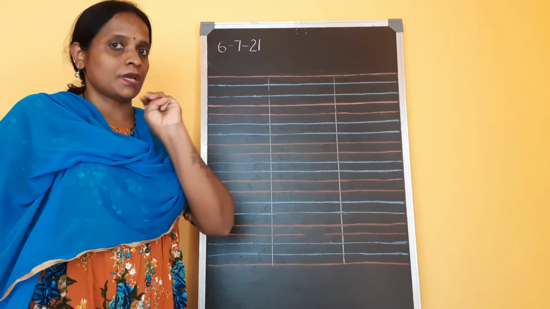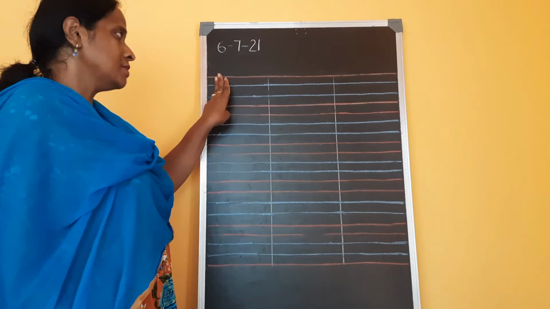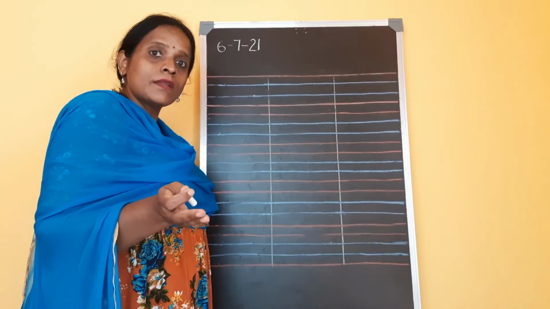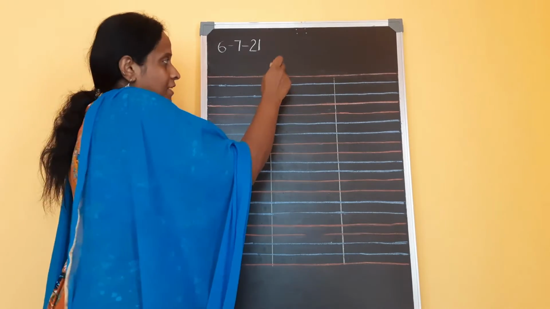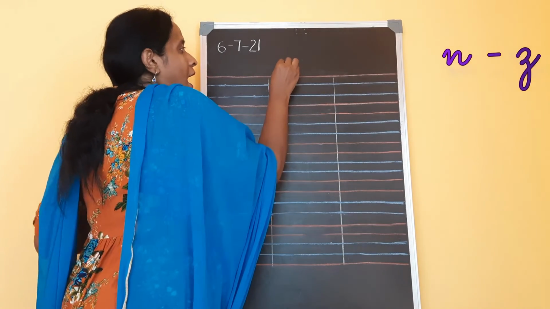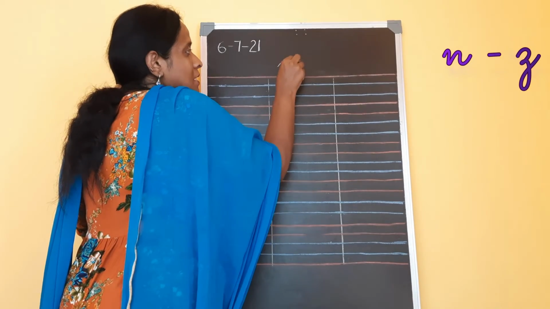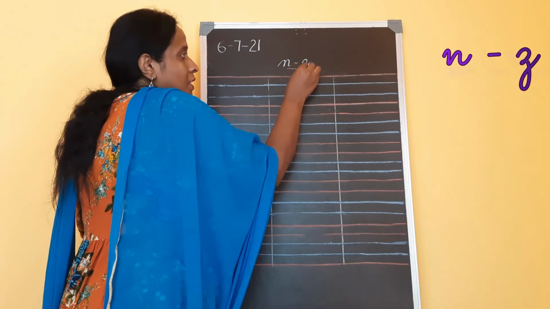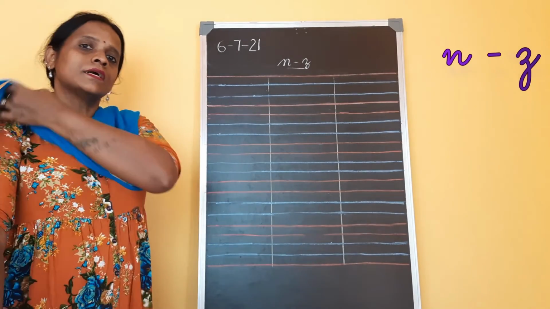Leave 3 finger gap on the first line of the page like this and write the heading. Here, Mataji does not have space, so she will write the heading here. Fine, children? Write the heading as cursive letter N, small sleeping line, cursive letter Z. This will be the heading. Yes, children. Now, we'll start writing cursive letters.